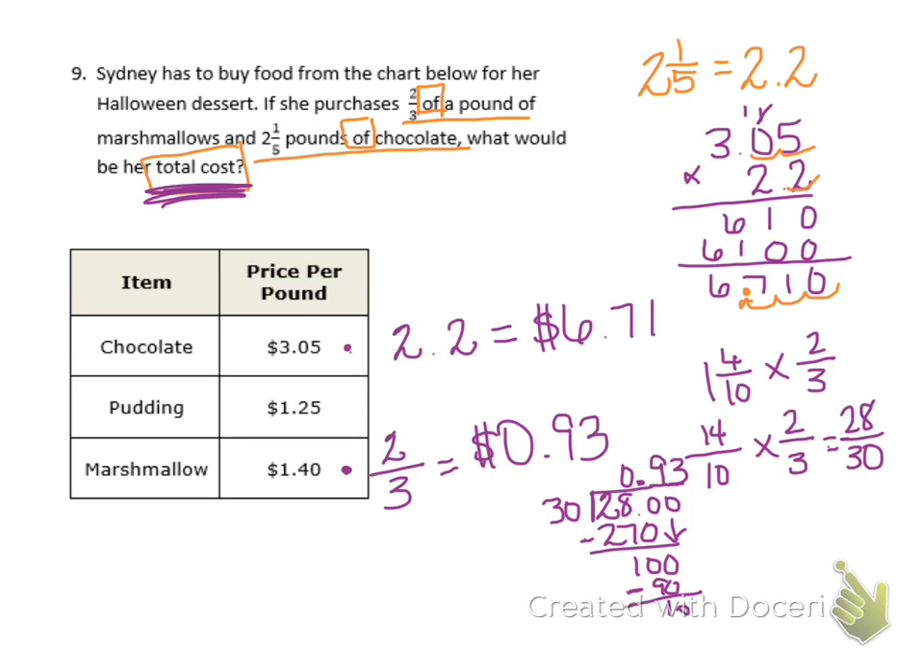The 3 is repeating, but I'm just going to leave it as 93 cents, and now I need to add up my totals. So I have $6.71 plus 93 cents. Now remember, with adding decimals, you have to line up your decimals. 3 plus 1 is 4. 7 plus 9, 16. 6 plus 1 is 7. So the total cost is $7.64.